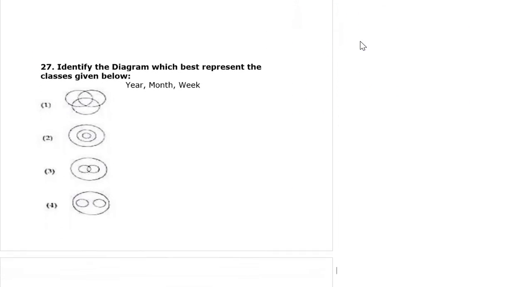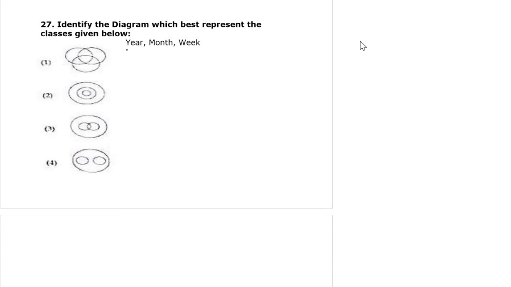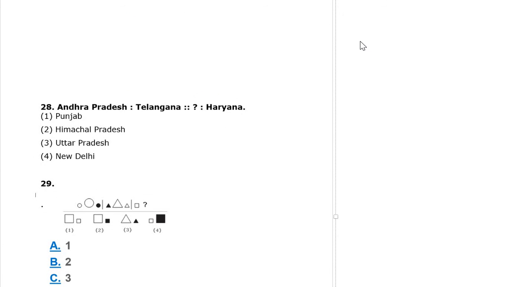Identify which represents the classes given. Okay, circle. So year, month, week. 1 year means 12 months. 12 months included, and after that weeks. 52 weeks are included in the year. So one is inside the other. The answer is 2. Okay. Come to the next question. Arunachal Pradesh, Telangana. Something is missing here. You have to find Haryana. Given Haryana, Telangana is separated from Andhra Pradesh. Like that, Haryana is separated from Punjab. The answer is Punjab. Come to the next question.